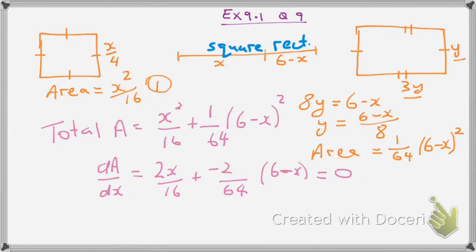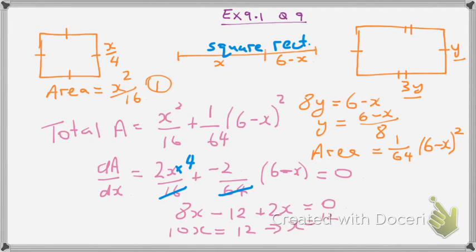Okay, so let's see. If I multiply everything through by 64, then that's the same as having a 4 left over on the top there, because 64 divided by 16 is 4. And then if I expand this bracket, I get 8x minus 12 plus 2x is 0. So I get 10x is 12, which gives me that x is 12 divided by 10, or 6 divided by 5.